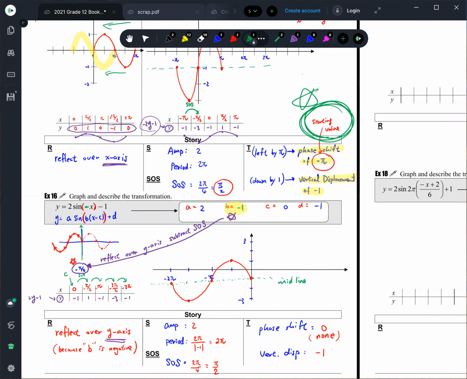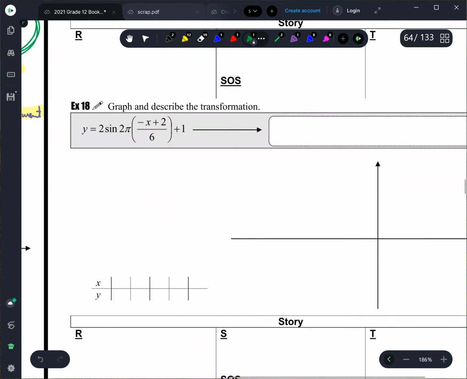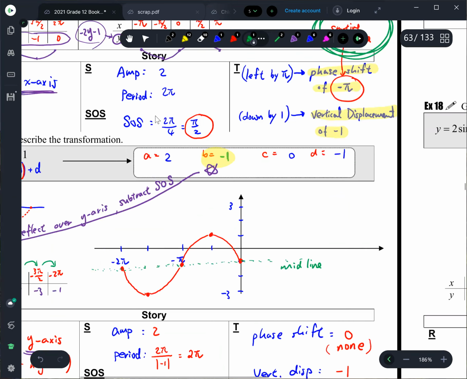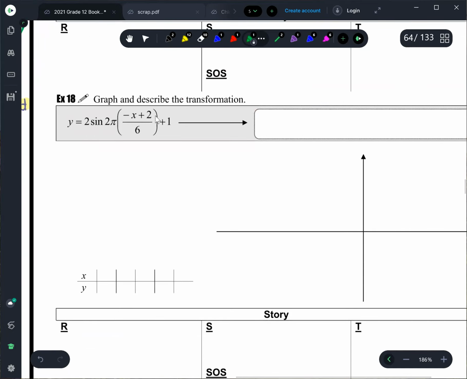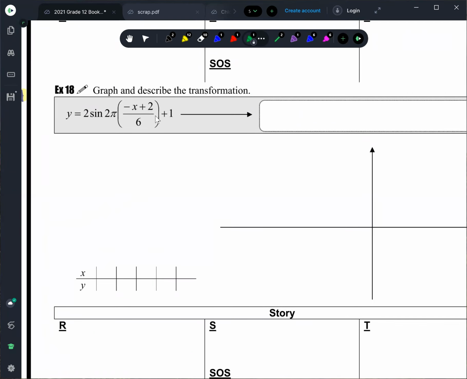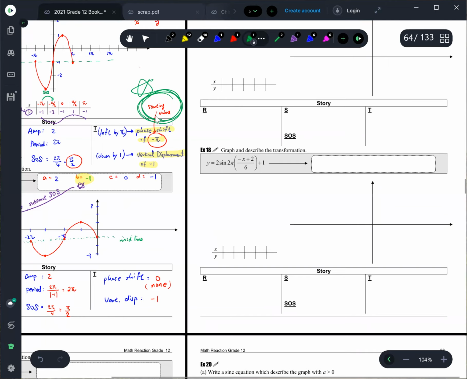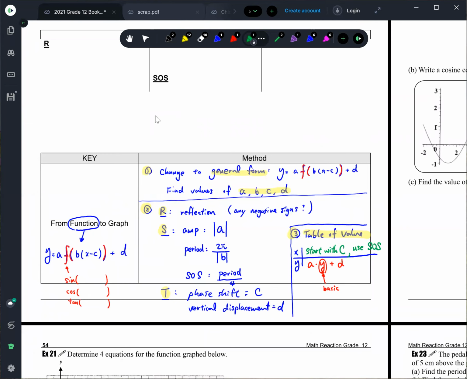Okay, next one we're going to look at 18. Okay, 18 looks complicated. And that's the kind of question you might get as well. So why is it complicated? It has everything, right? It has A, B, C, D. Before we had C equals 0, not too difficult, right? This time we have a lot of stuff there. So our first job is to try to turn this into our general form. Remember our step 1? You need to figure out A, B, C, D.